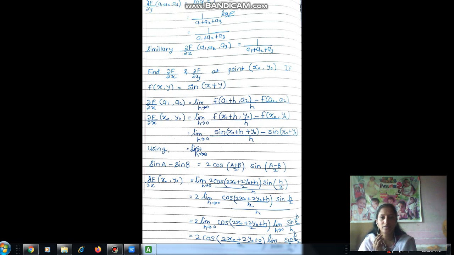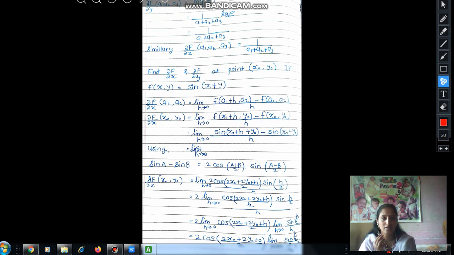Okay, so here our point is x naught, y naught. So dou f by dou x at x naught y naught, where the value of a1 is x naught and the value of a2 is y naught, is f of x naught plus h, y naught minus f of x naught, y naught, upon h. The function is sin of x plus y, so that is sin of x naught plus h plus y naught minus sin of x naught plus y naught upon h. What does f of x naught plus h, y naught mean? Sin of x naught plus h plus y naught.